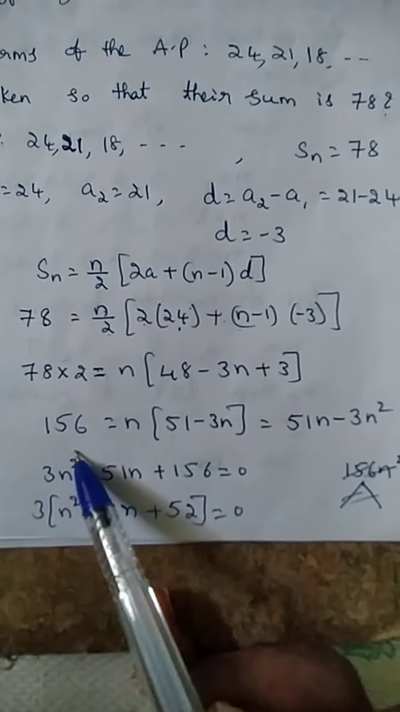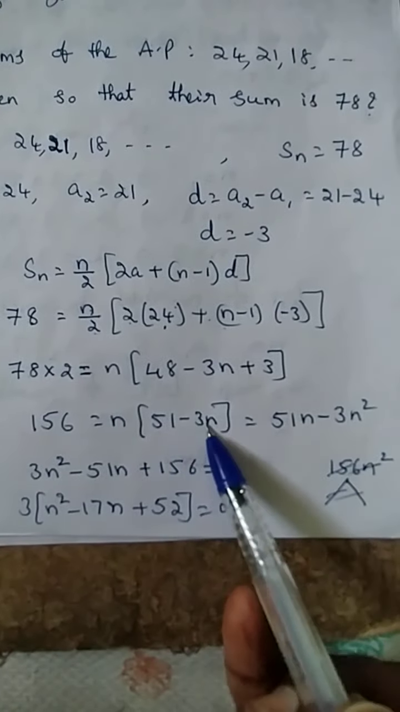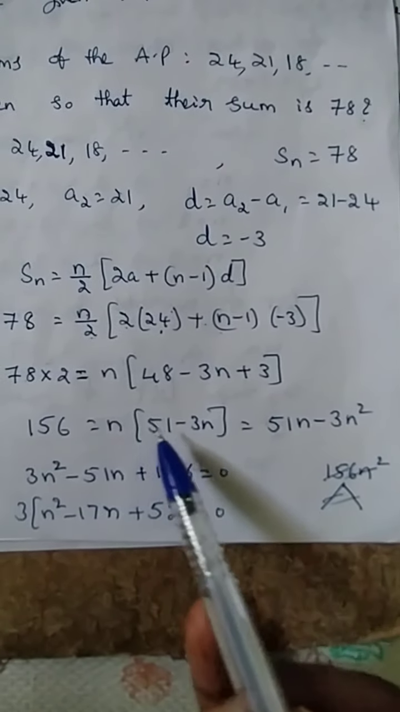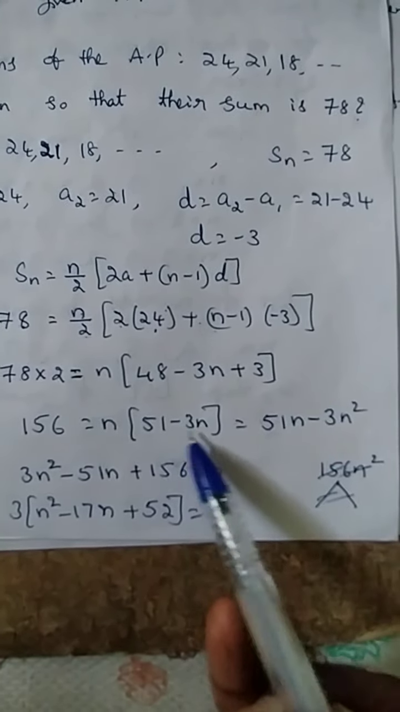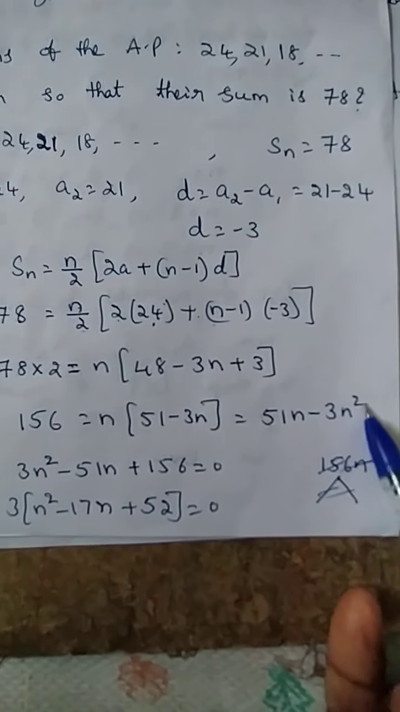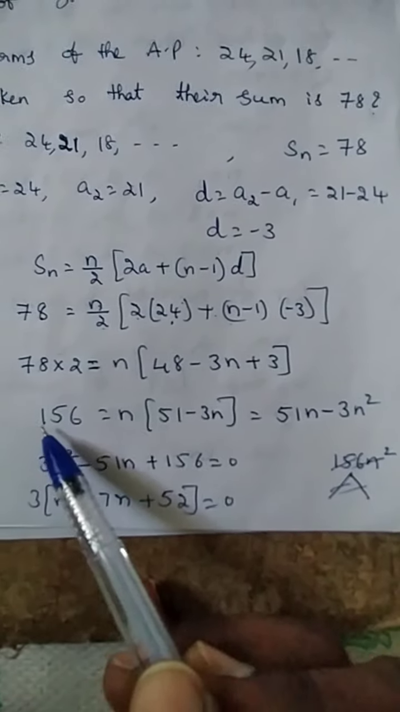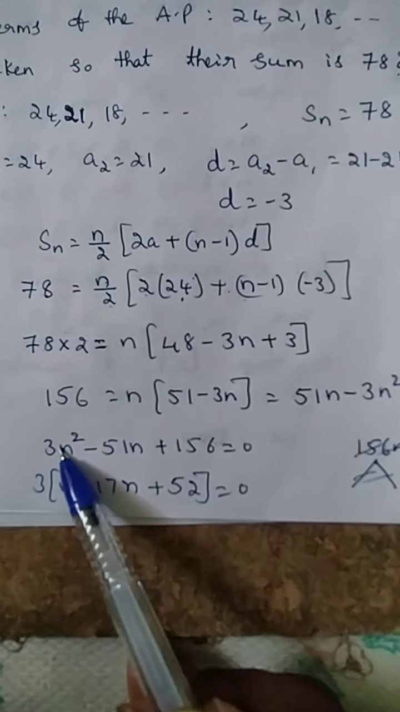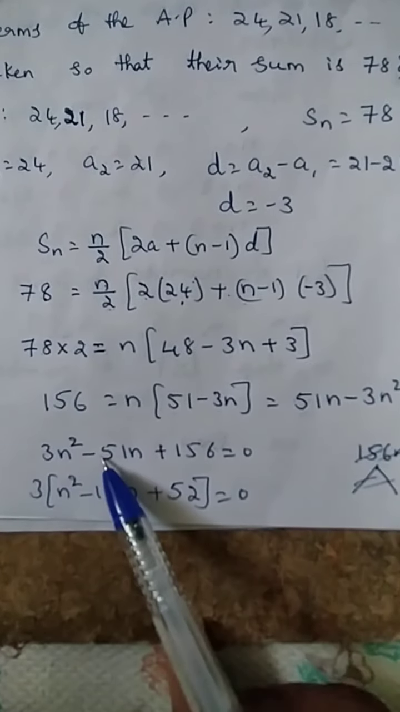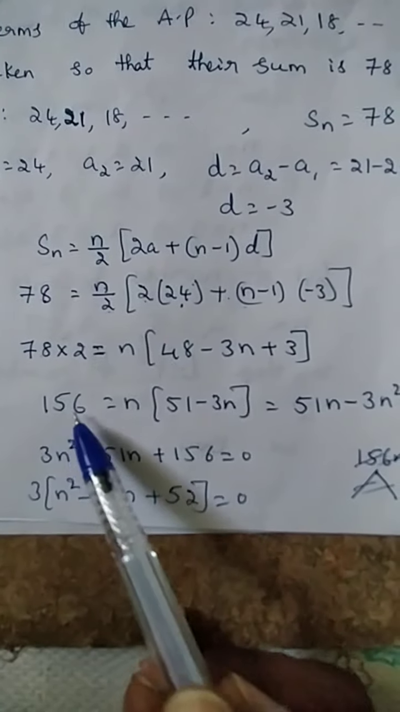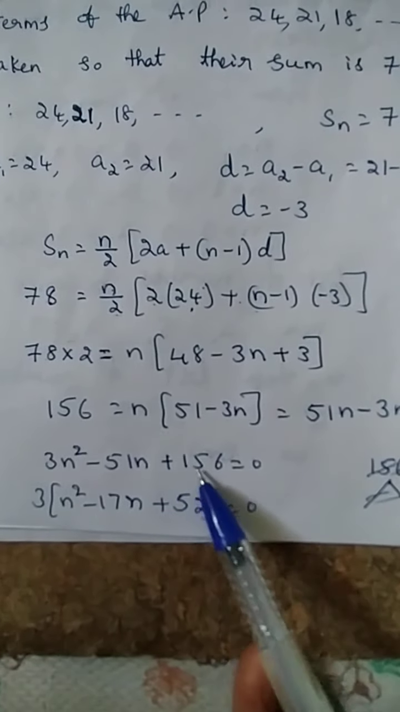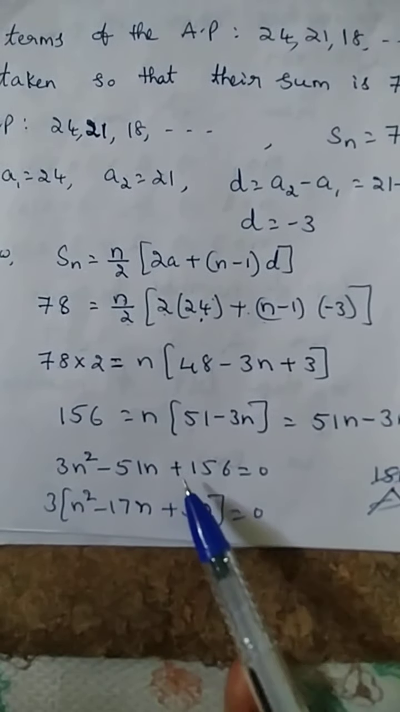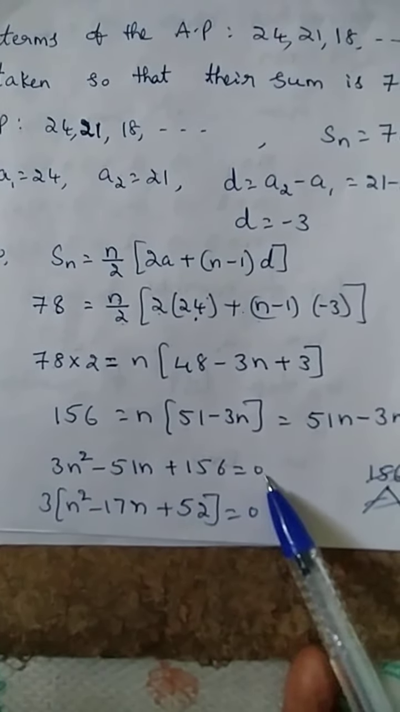So 78 into 2 is 156, that is equal to n into (51 minus 3n). n is to be multiplied by each term in the second factor. n into 51, 51n, minus 3n into n, minus 3n square. These values are to be transposed to that side. So minus 3n square becomes plus 3n square, plus 51n becomes minus 51n, and 156 as it is. Then plus 156 is equal to 0. So 3n square minus 51n plus 156 is equal to 0.